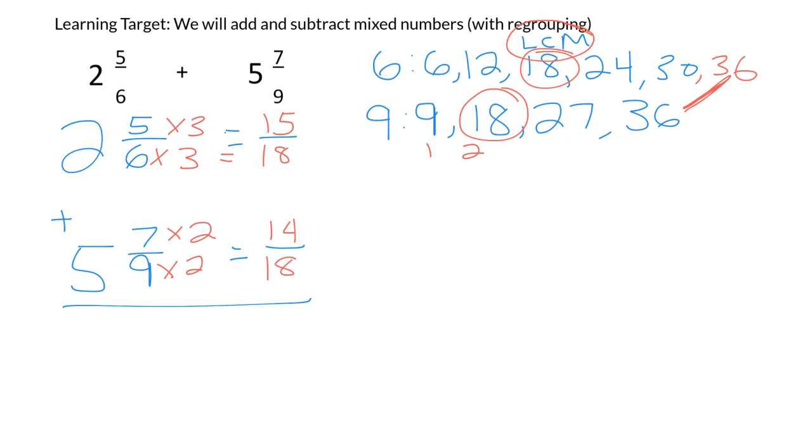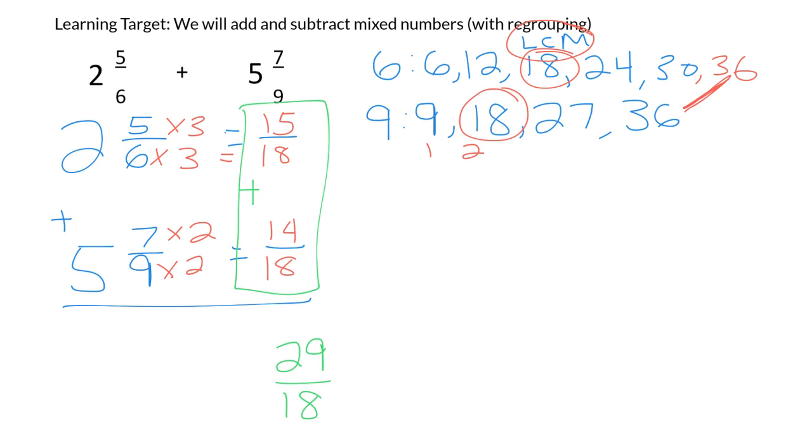Okay. Now that we have this, we can add those fraction pieces together. And when I say this, I mean common denominators. So our denominator is going to be 18ths. And then we're going to add 15 plus 14. Ugh, so here's where the regrouping comes in. 15 plus 14 is 29. Okay, now we're not going to add our whole numbers yet because we have some work to do here. We can't leave this as an improper fraction and just add 2 plus 5 is 7. The answer is 7 and 29/18.